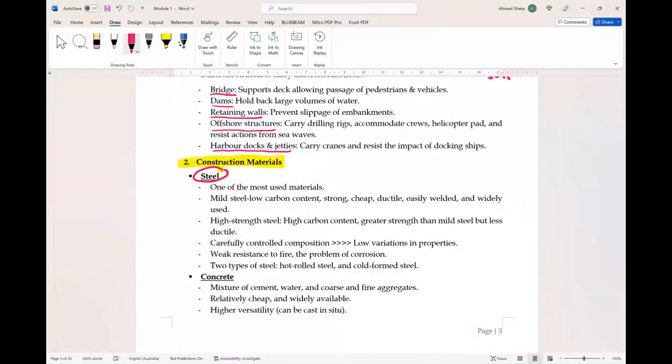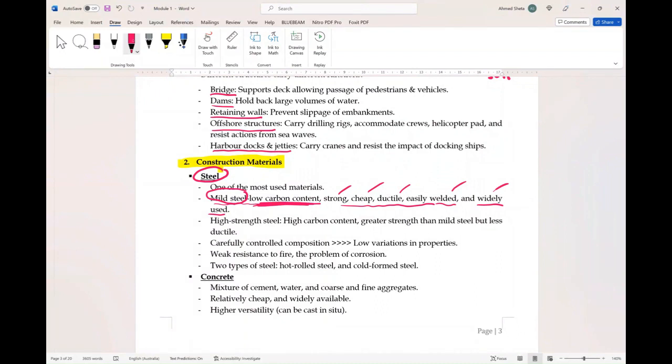Steel is one of the most used materials in the world. Mild steel, or mild low carbon content steel, has low carbon content, and it is strong, cheap, ductile, easily welded, and widely used because it is cheap.